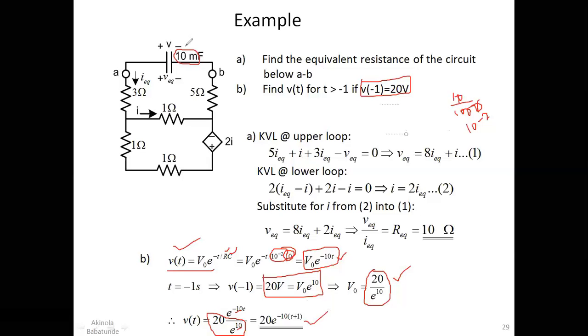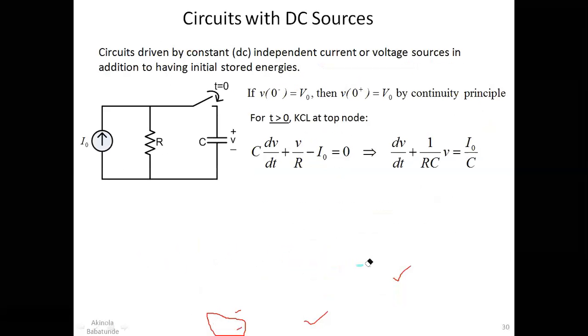Okay, so let's take it a step further. Now we want to talk about DC. We want to talk about circuits with DC sources. So when we have circuits that have DC sources, how do we treat those? Circuits driven by constant DC independent current or voltage sources, in addition to having initial stored energies, are going to be evaluated now, and we'll go through it together so you can have a perfect understanding of how to deal with stuff like that.